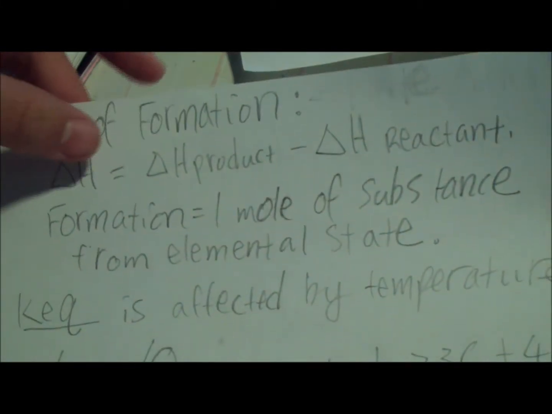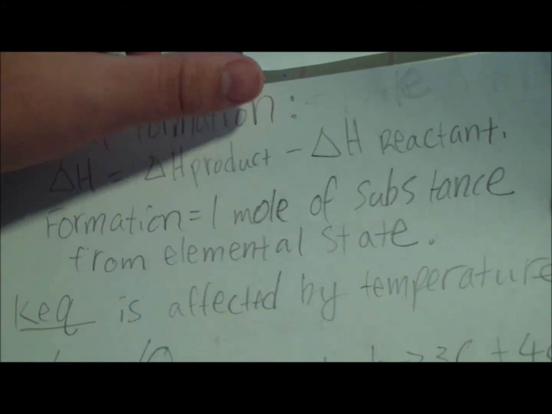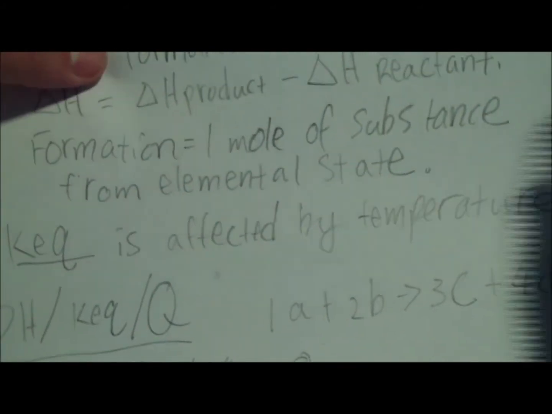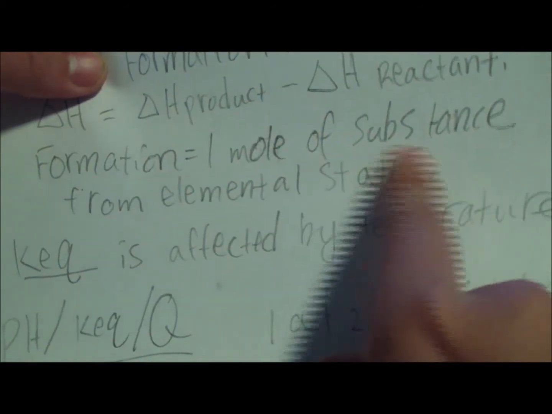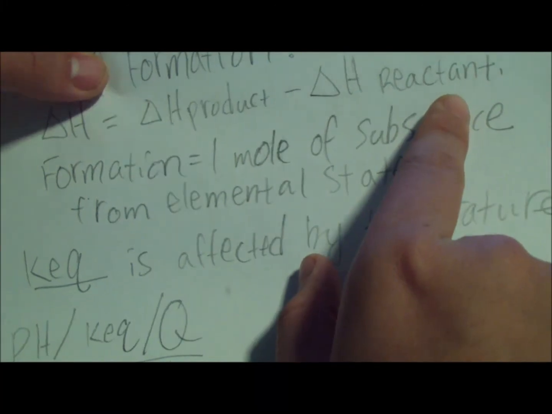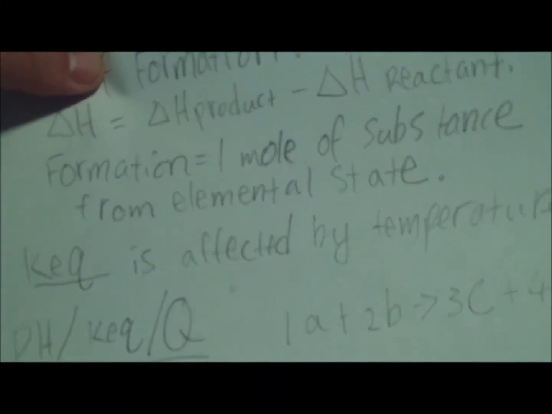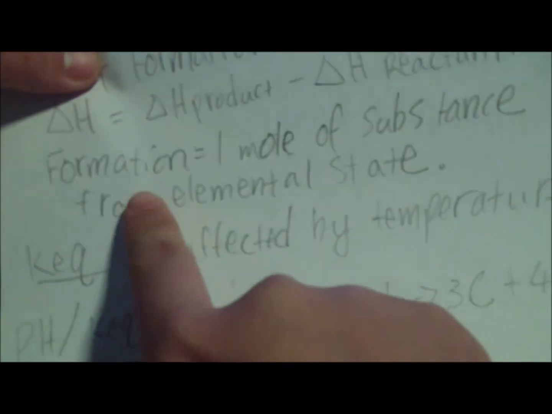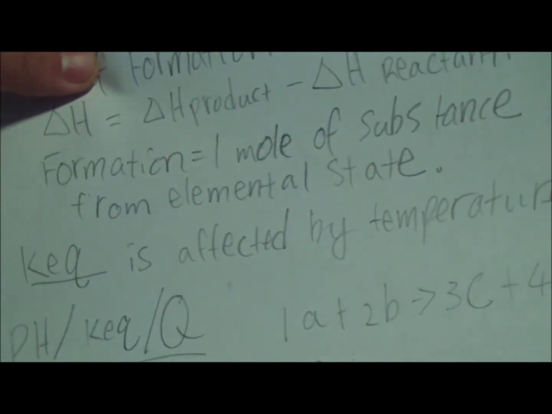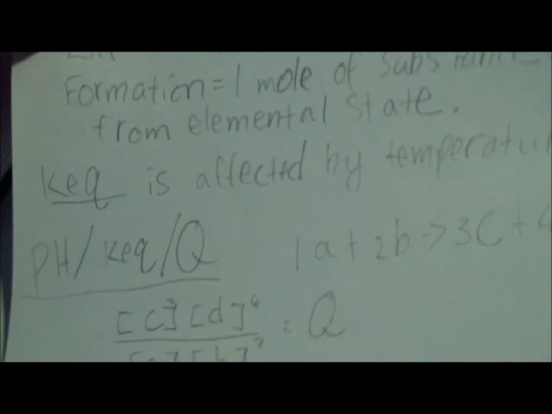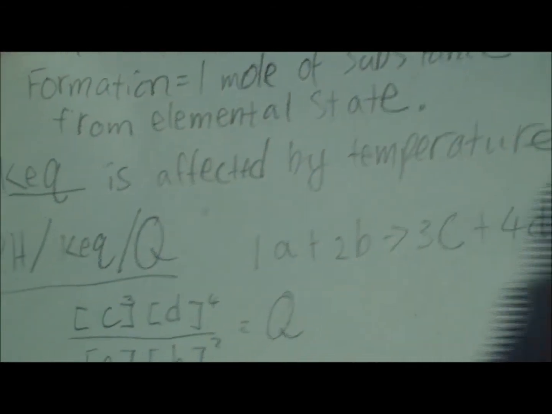Okay, let's talk about heat of formation. Delta H equals delta H product minus delta H reactant. The heat of formation comes from the formation of 1 mole of substance from its elemental state. So basically, 1 mole of this minus 1 mole of this. But for equations with more than 1 mole, we just multiply the formation value by the coefficient of that substance. And we need to remember KEQ is also affected by temperature, always.